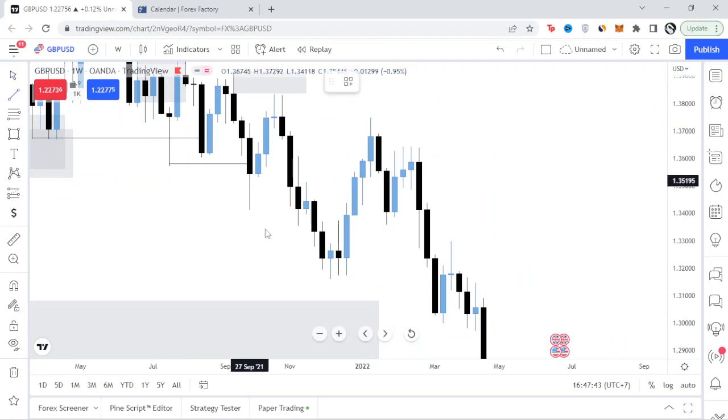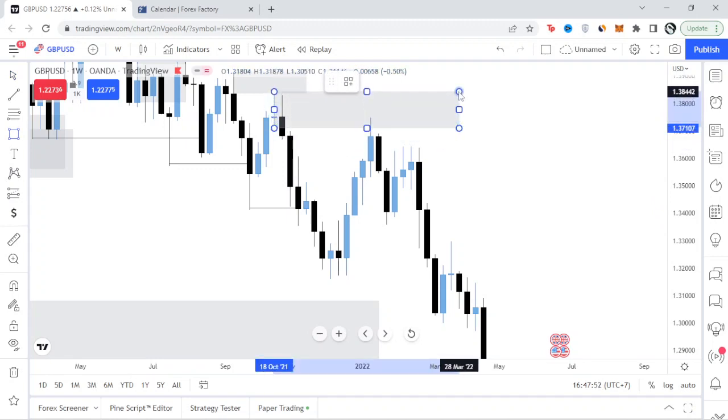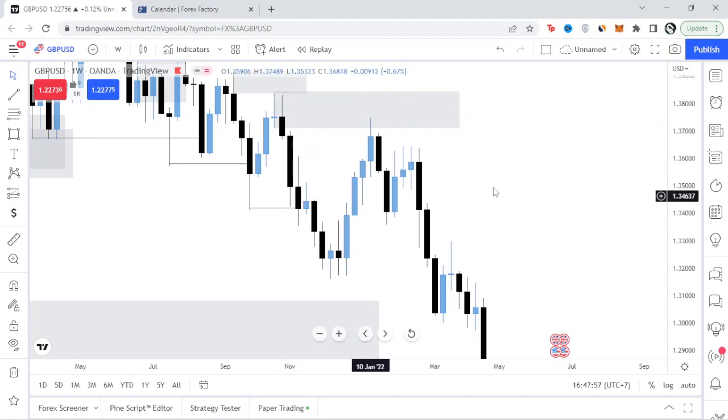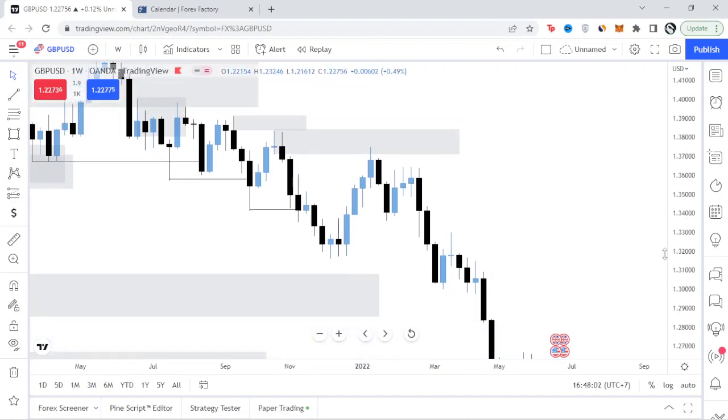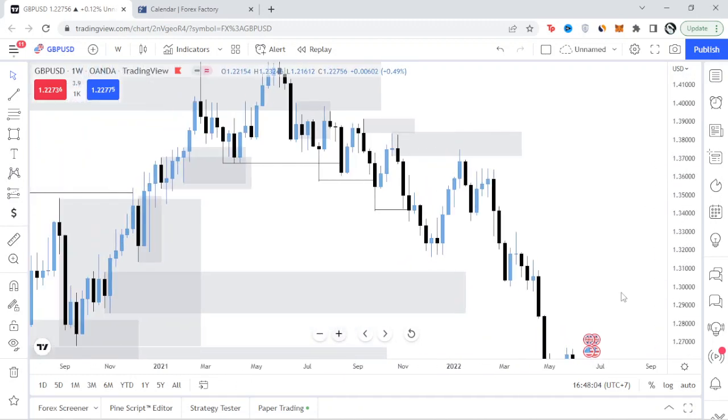Then after that, we got a move to the downside that broke structure. And after we got this last up candle here, leaving imbalance, just a tiny little thing here, with that we got this supply level taking us to the downside.